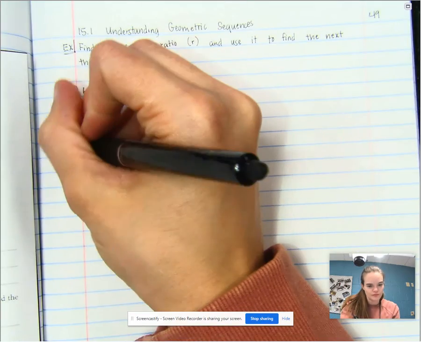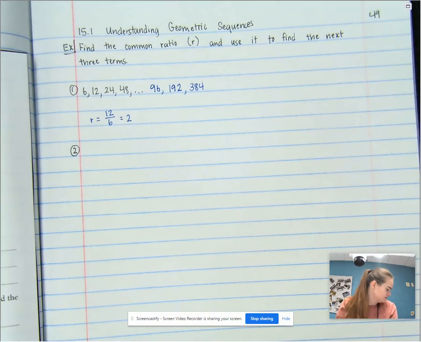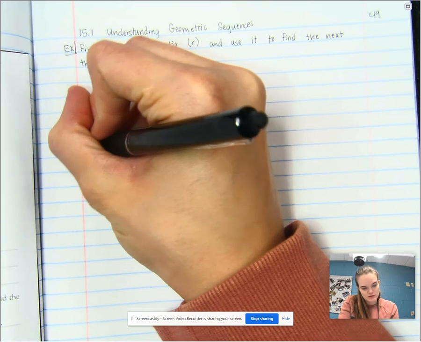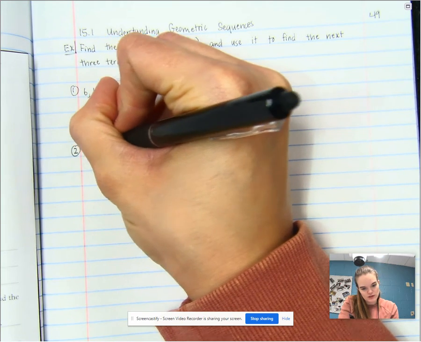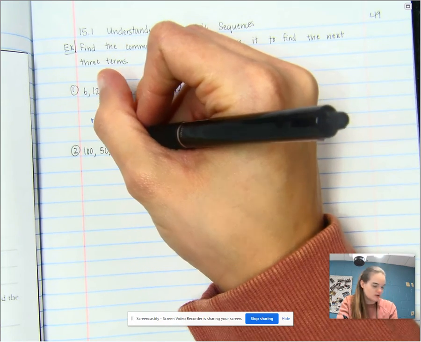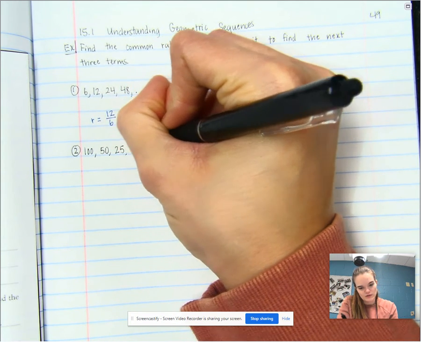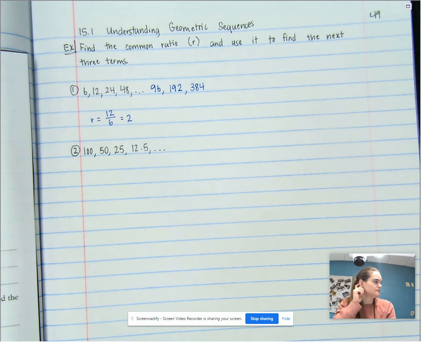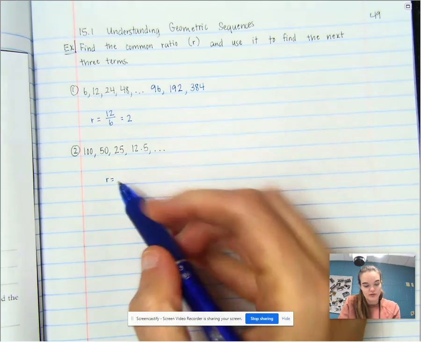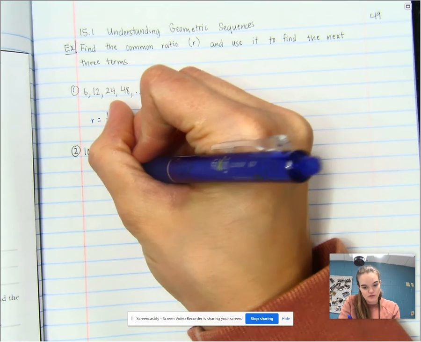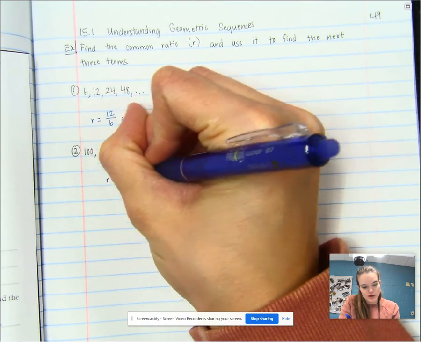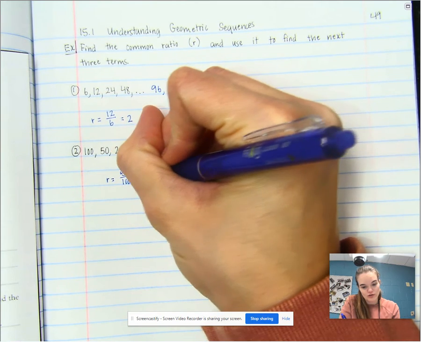Number 2: 100, 50, 25, 12.5. This is why it is extremely important that you do the second divided by the first and don't get it switched up, because notice how this one is decreasing in value. 50 divided by 100 is going to be a fraction. It's going to be either 1/2 or 0.5.